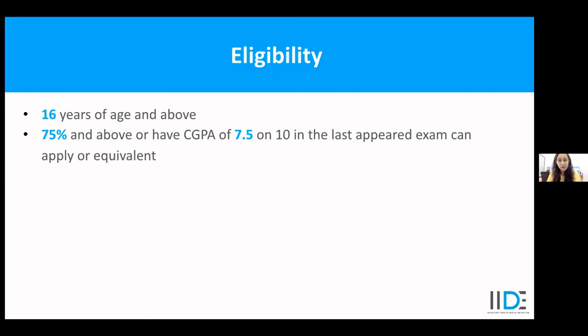75% or a CGPA of 7.5 out of 10. But now, if you guys think that your CGPAs are a little less, it's fine. You can apply for the test because all that matters is the scholarship test score. So depending upon your scores, my counselors will give you a call.